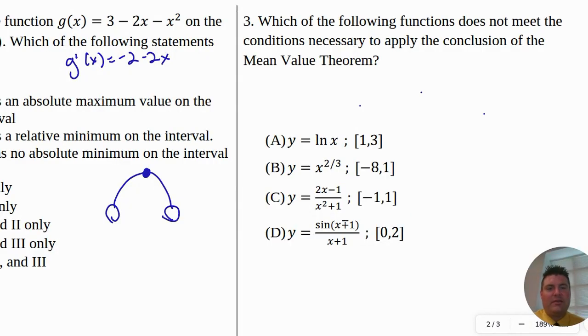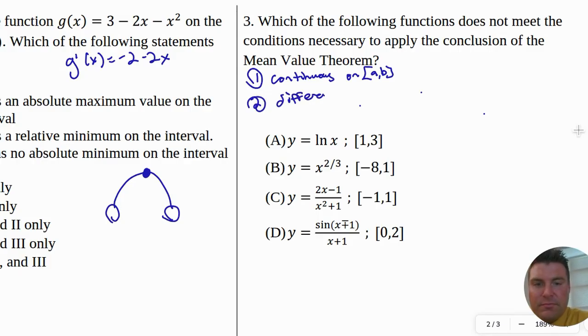Our next multiple choice question: which of the following functions does not meet the conditions to apply the conclusion of MVT? So before we even apply the conclusion, the conditions are, first off, that we must be continuous, we being the function, on the interval from A to B, and we must be differentiable inside that interval A to B. Be careful. You don't have to be differentiable at A or at B, just inside of it.